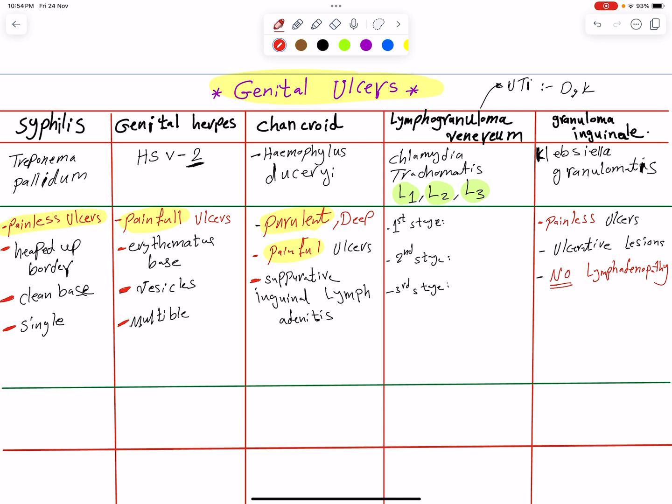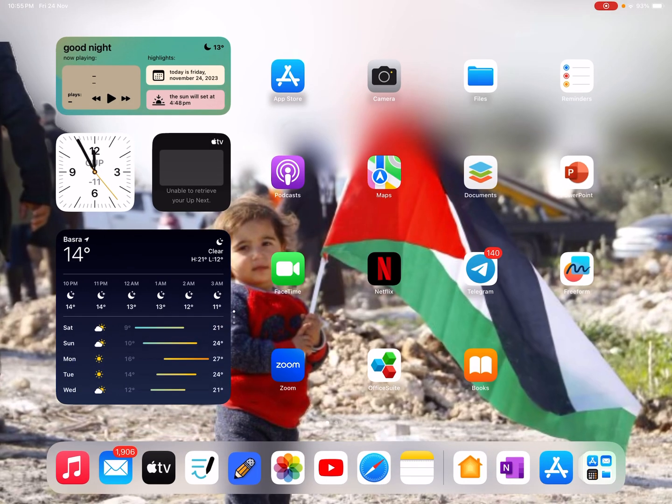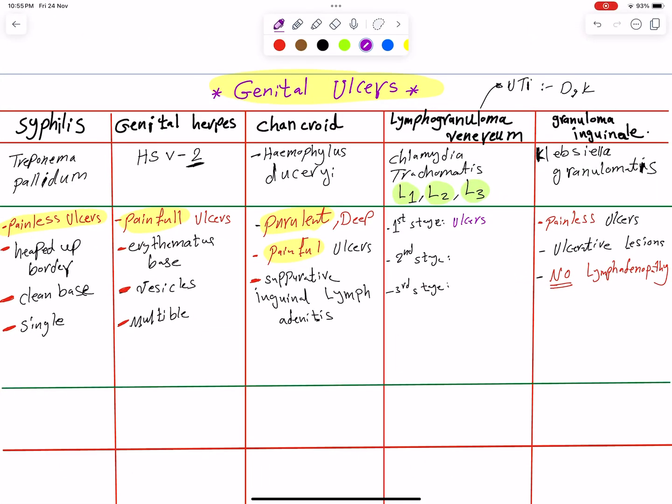In lymphogranuloma venereum, the causative microorganism is Chlamydia trachomatis, serotypes L1, L2, L3, and it has 3 different stages. In the first stage, we will get the ulcer itself. In the second stage, we will have lymphadenopathy, and in the third stage, we will have proctocolitis.